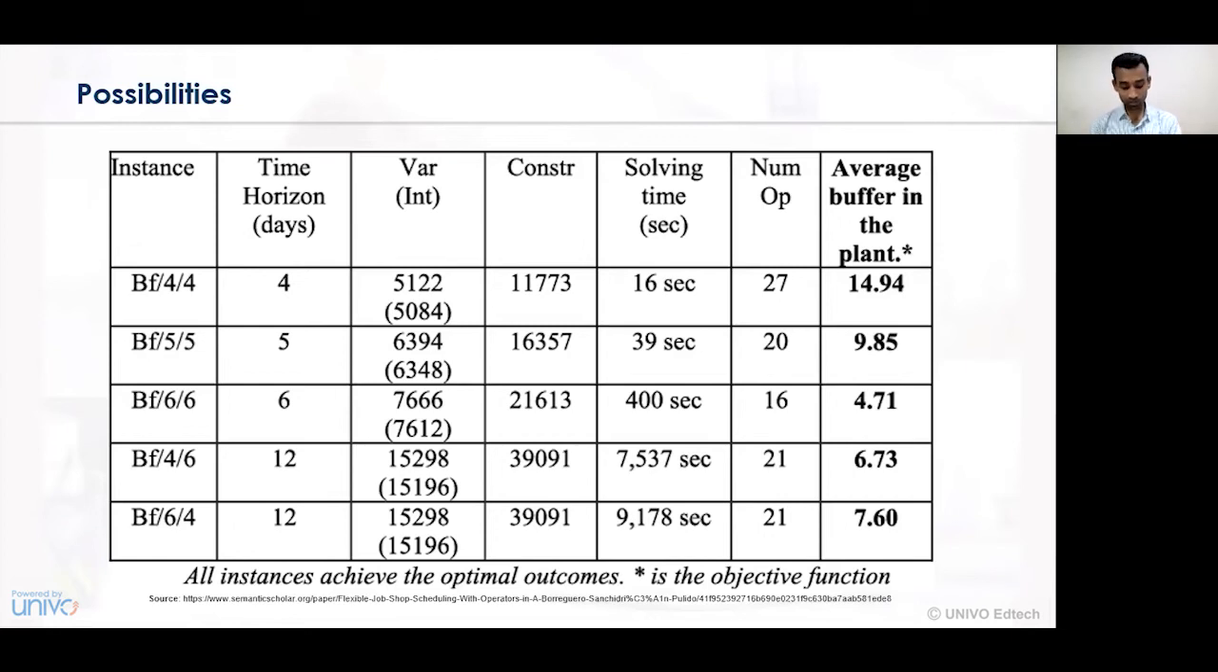Now, the next column focuses on how many constraints can be undertaken in those particular considerations. The next column focuses on the solving time utilized for solving a particular problem that may arise for a specific cycle. For the 4 by 4, it is 16 seconds. For the 5 by 5, it is 39 seconds. For the 6 by 6, it is 400 seconds. For the 4 by 6, it is 7537 seconds, and for the 6 by 4 it is 9178 seconds.